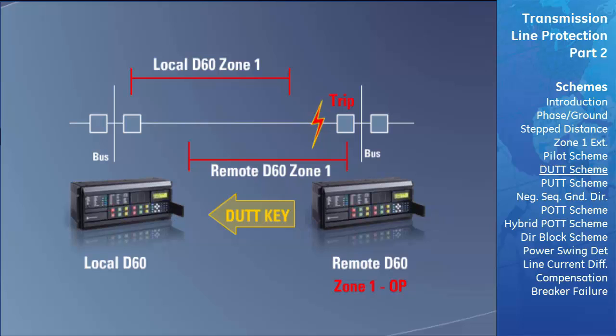This is where the term underreaching came from, because the keying signal is initiated by identifying a fault within the relay's underreaching zone 1. As soon as the local relay receives the DTT key from the remote relay, it will immediately trip its breaker, thus clearing the fault on the transmission line. The important thing to note with this scheme is that the local relay will trip as soon as it gets a transfer trip signal from the remote relay without requiring any indication of a fault within its own zones of protection, hence the term direct transfer trip.